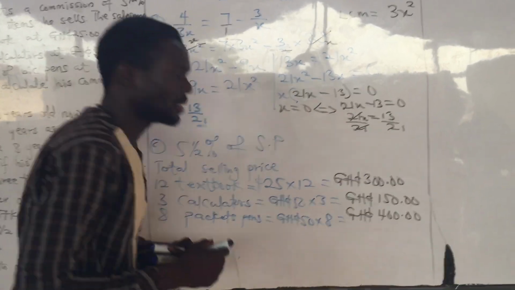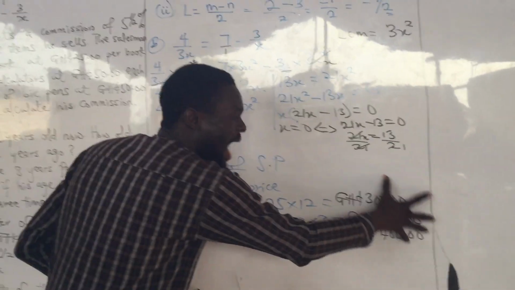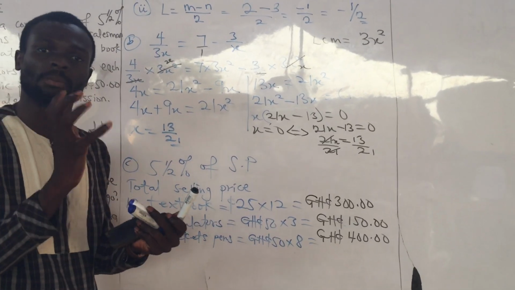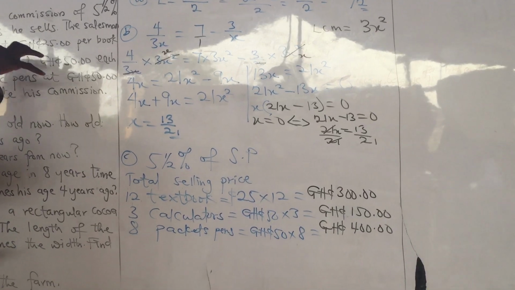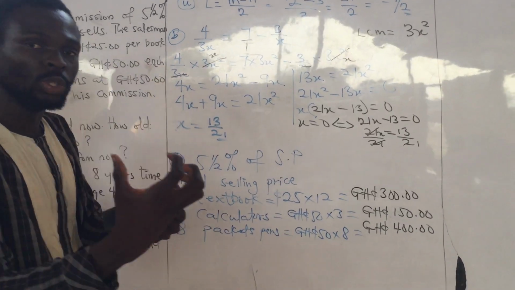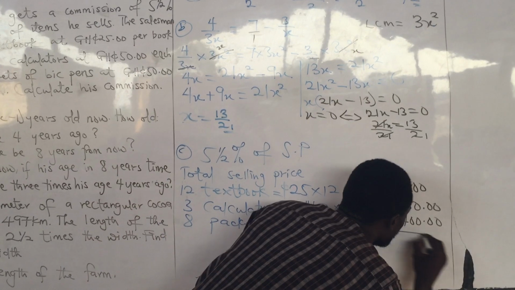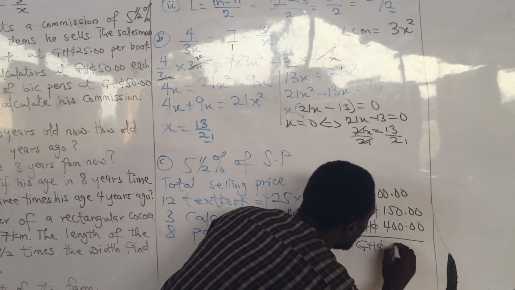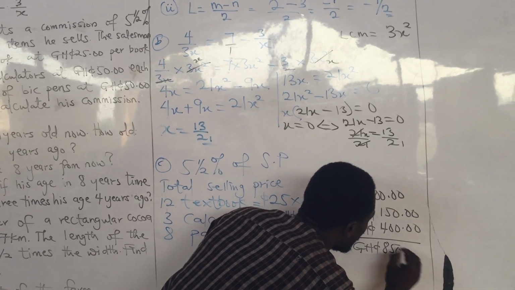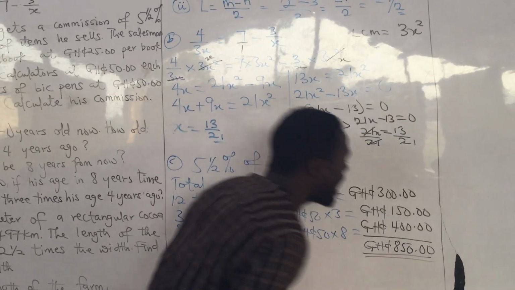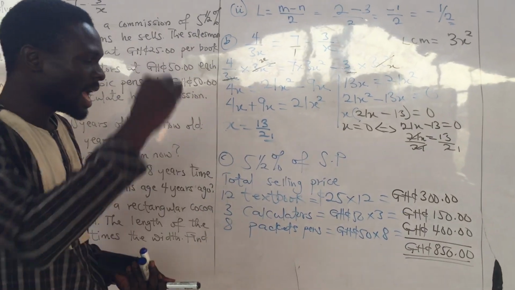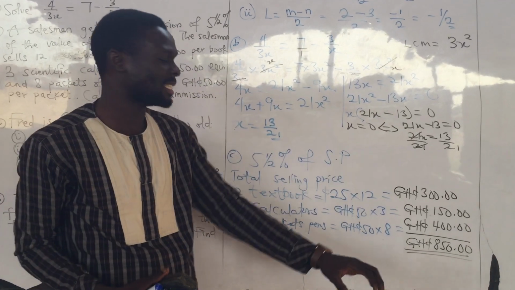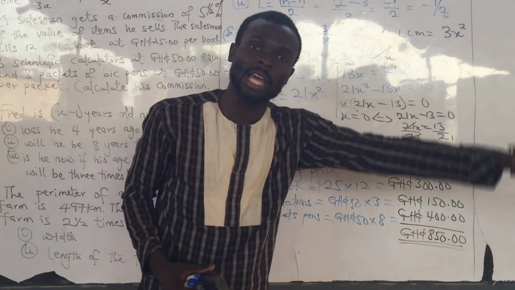Now, if you combine or add everything together, that is going to give you the selling price of the items or the value of the items he sold. So let's put everything together. This is going to give you 0, you have 5, then 8. So when he sold everything, he had 850. So the selling price of the item, this is the amount he sold out.